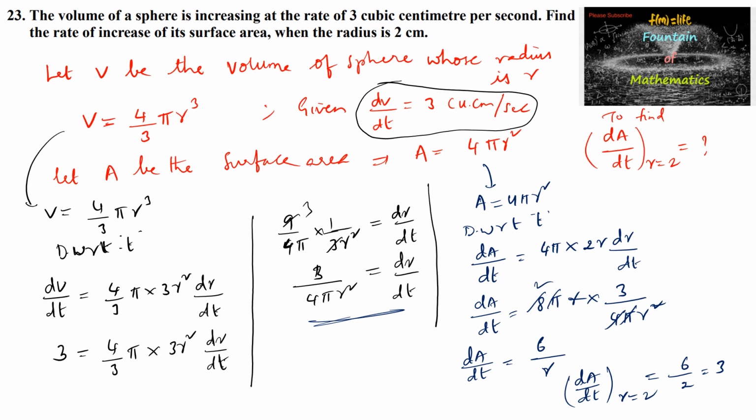Since it is a surface area, we can say the rate of increase of its surface area is 3 centimeter square per second. The answer we can consider 3 centimeter square per second.